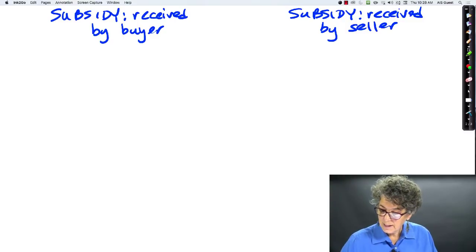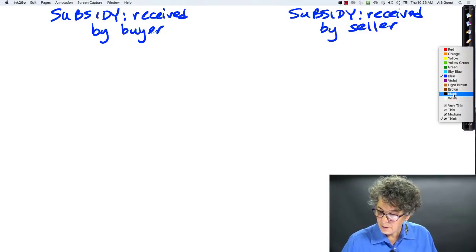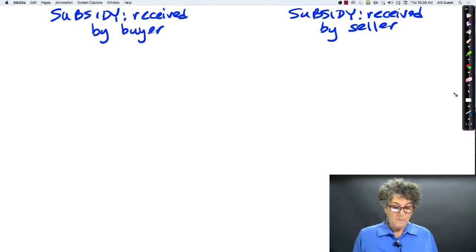So for example, in class, I gave the example of my buying my BART ticket each month. In that case, the subsidy is received by me. So I'm the one that's receiving the subsidy. It's a lower out-of-pocket cost for me to buy that $48 BART ticket. I'm only paying $22 out of pocket for that BART ticket.